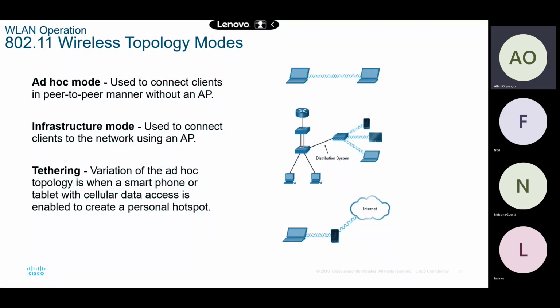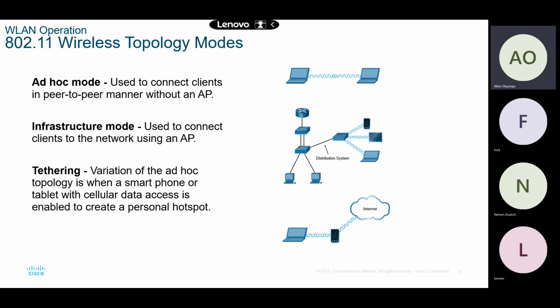Let's talk about now the operation of the wireless network. Now, there exist these three topology types within a wireless network. We have the ad hoc mode. The ad hoc mode basically is used to connect LANs in a peer-to-peer manner without an access point. A very good example is just connecting two devices without any access point. So they might connect to their own networks and they might not be using the Wi-Fi network, but it is an ad hoc topology mode.